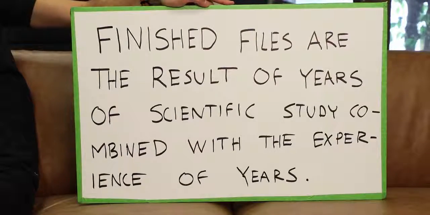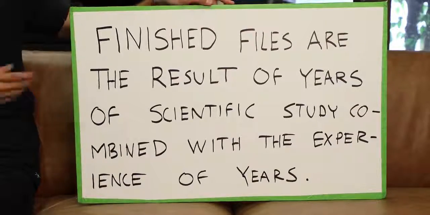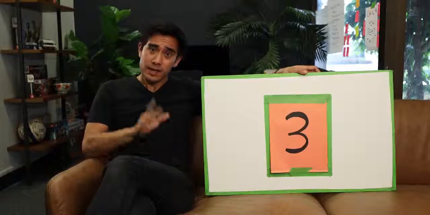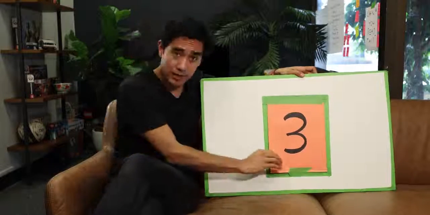5, 4, 3, 2, 1. How many letter F's did you find in that sentence? You may have said 3. And if you did, that's okay. That's what I said the first time.